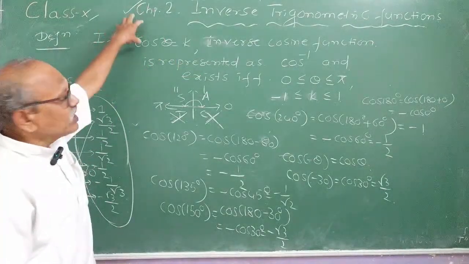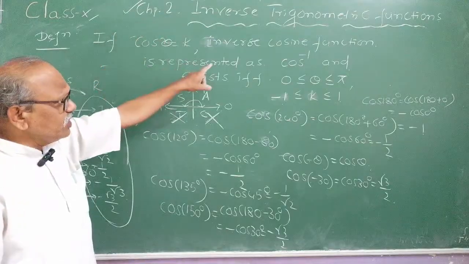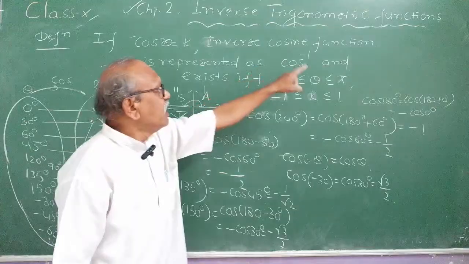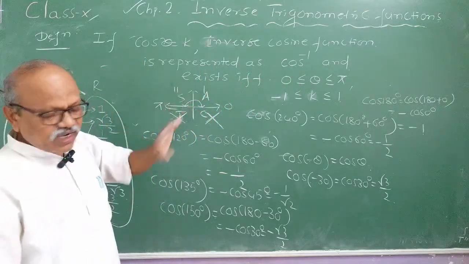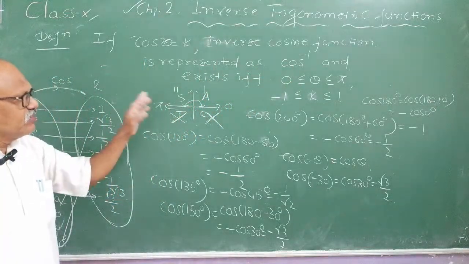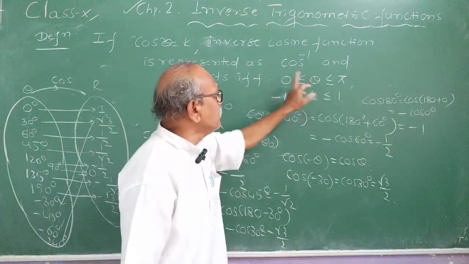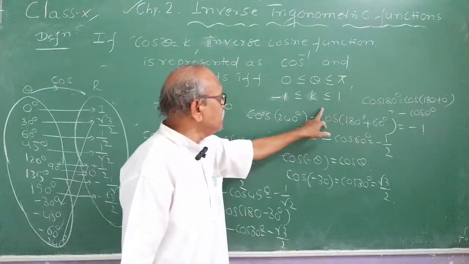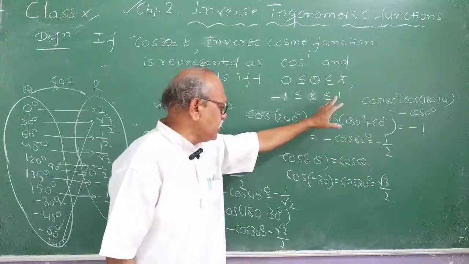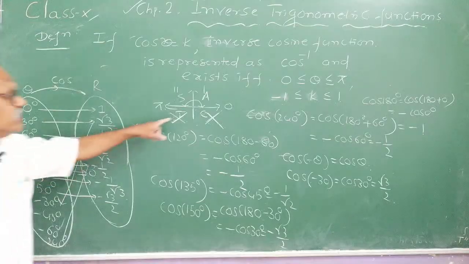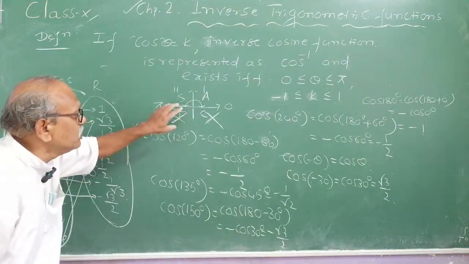Note, if cos theta is equal to k, inverse cosine function is represented as cos inverse k and exists only if the domain lies between 0 to pi and range lies between minus 1 to plus 1. Otherwise, it will not exist. What happens I have shown you. No problem in second quadrant, but sine has got problem in second quadrant. But problem comes when you take the cosine ratio in third quadrant.